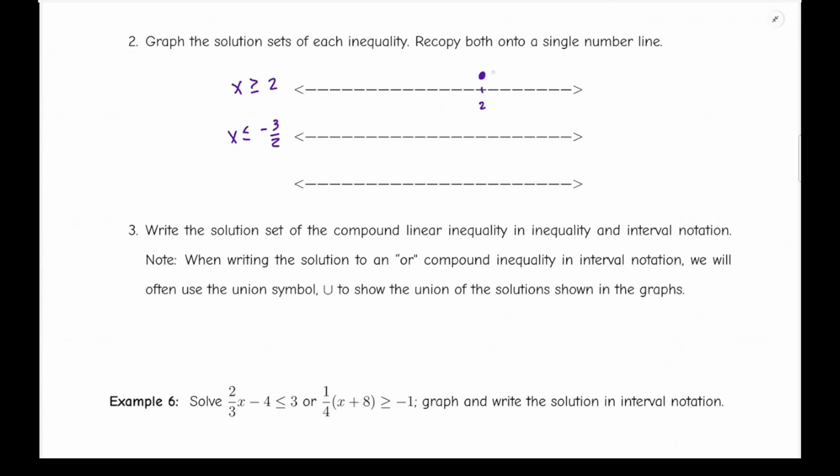would be this graph with a filled circle at 2 going to the right. X less than or equal to negative 3 halves would look like this with a filled circle at negative 3 halves going to the left. Now this is where it gets different. If this were an and inequality instead of an or inequality, there would be no solution because neither of these overlap. But because this was an or inequality, we aren't looking for where they overlap. We are looking where either is true. So we kind of just smush these two graphs together into a single graph.